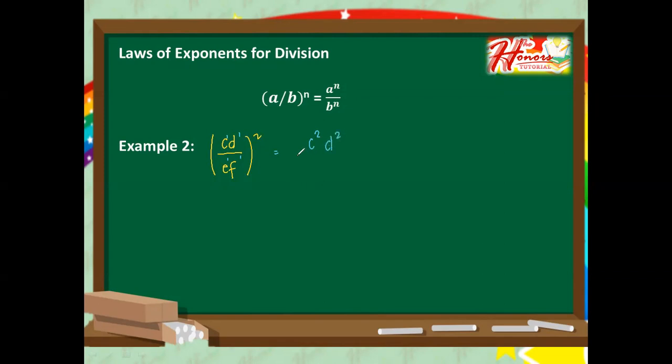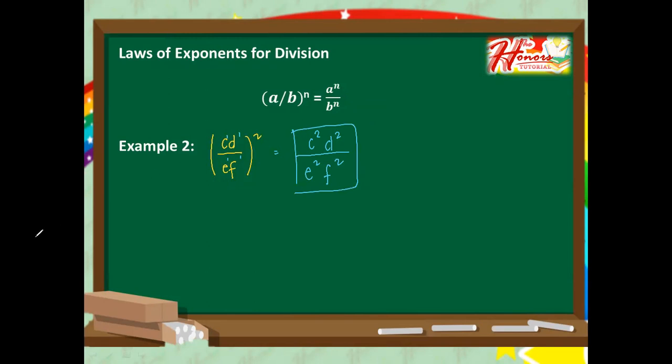And then we are done with the numerator. Let's have the denominator. 2 times 1 for E is 2, so we have here E squared. And 2 times 1 for F is 2 also, so that we have here F squared. Actually, we cannot divide it also. It is because of the same reason as number 1. We don't have the same variables here because we have here C, D, E, and F. So this is the answer already.